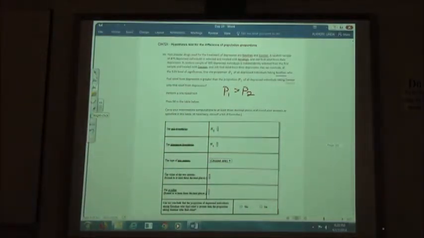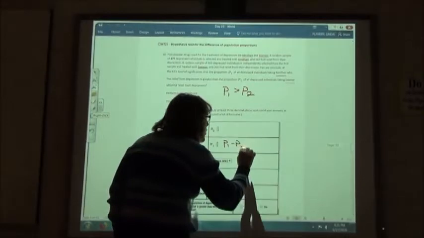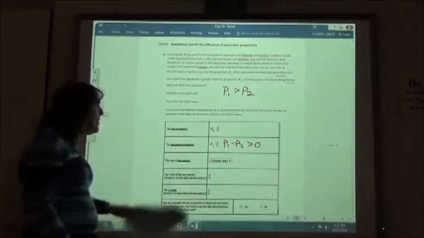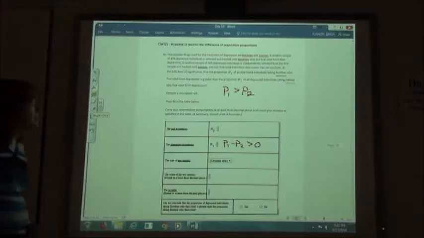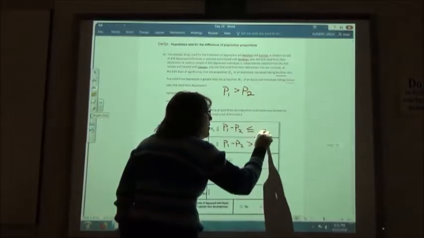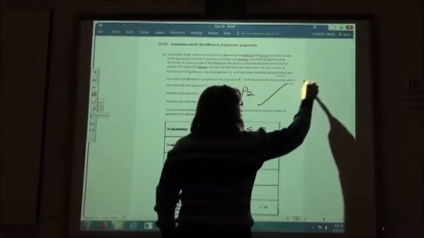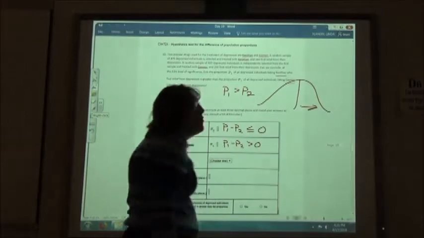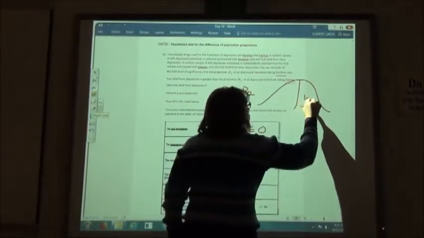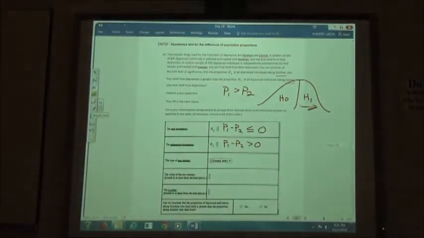Again, this is just like the other ones when we're comparing it to 0. Whenever we do the difference, we're going to compare it to 0. So P1 minus P2 greater than 0 would be my alternative hypothesis. P1 minus P2 less than or equal to 0 is my null. My null always has the equal in it. So on this one, we're doing a greater than, so we're doing that right-tailed test. The alternative is the greater than. The less than or equal to is our null.